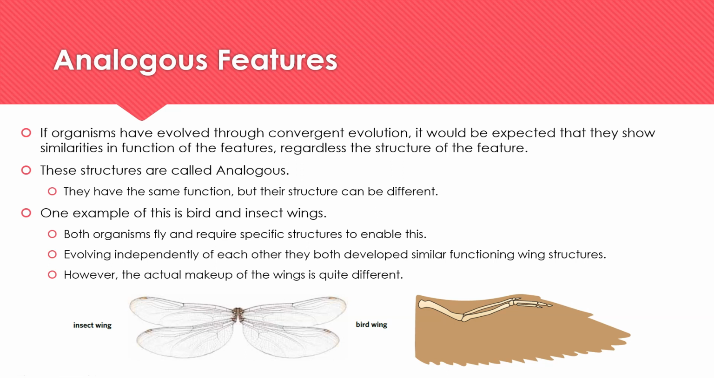You can see here that we have an insect and a bird. Both of these can fly, and so they both have wings to allow them to fly. However, the way those wings are composed are completely different.